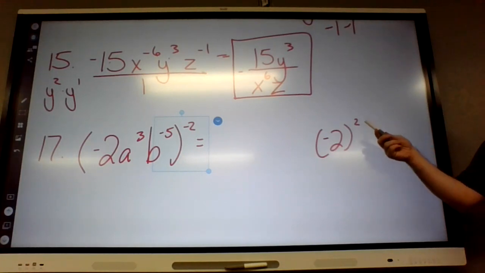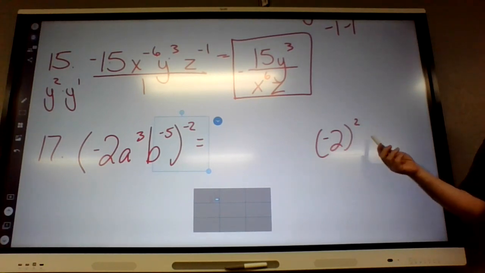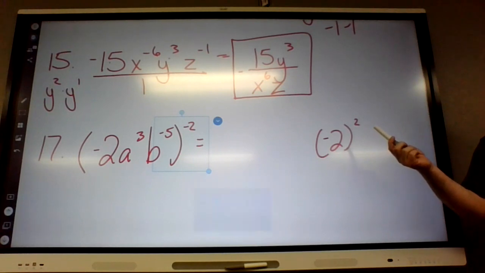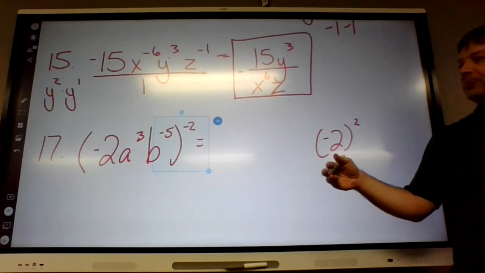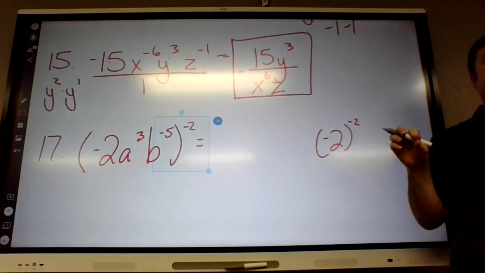Okay, the square just means we multiply it by itself, right? Like negative 2 times negative 2. Yes, so that would be 4. But there's a negative exponent. Now this is the part where we all screw up.